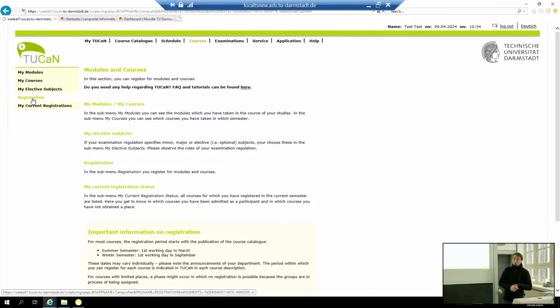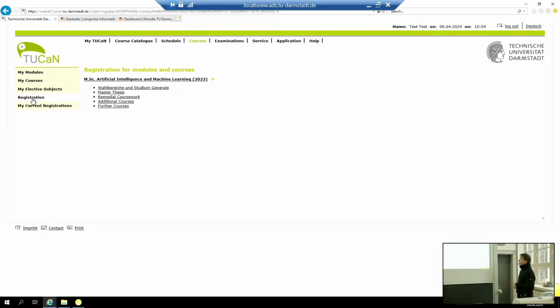So, registration. How's the registration done now? Okay, you see the structure of your study program. In this case, the Artificial Intelligence Machine Learning Master Program. That is the English version of the website, as promised. So, electives and Studium Generale, master thesis, remedial coursework, Auflagen, additional courses and further courses.